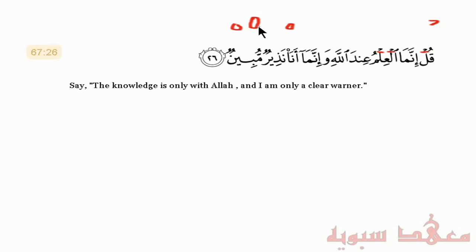Now, outside of the Quran, you'll find that a sukoon can be represented by an O.